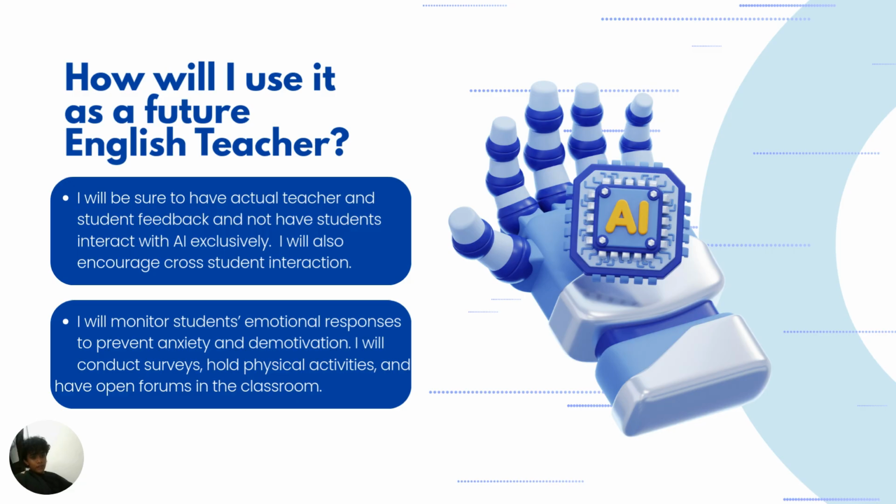And another point of contention was the emotional status of students. I will monitor students' emotional responses to prevent anxiety and demotivation. I will conduct surveys, hold physical activities, and have open forums in the classroom. I want the students who are using AI to learn to be able to actually express themselves, not use the AI to express themselves.